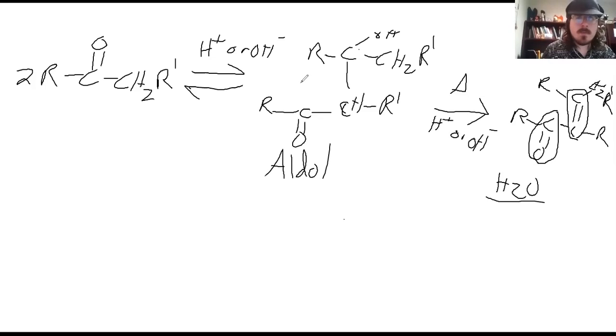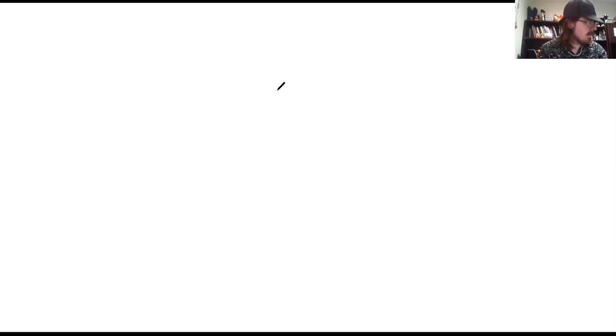So real quick, well, not really real quick, but quick-ish, let's look at the two different mechanisms. How does base catalyzed aldol work versus acid catalyzed aldol? They both work in a similar way, but it just depends on whether you form the enolate first or you activate the ketone first. So start with our base catalyzed mechanism.